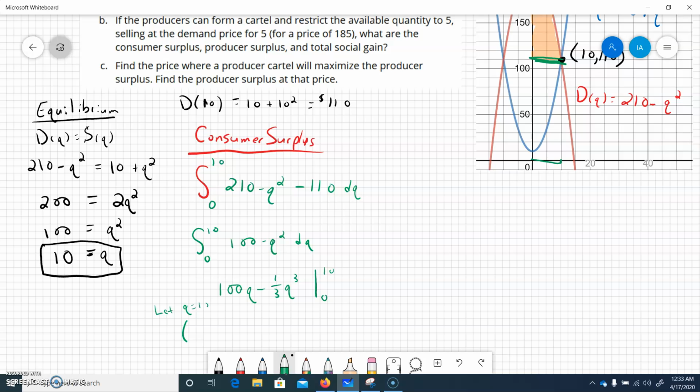let q equal 10, we will get 1,000 minus 1/3 of 10 cubed, which is 1,000. And then if we plug in 0, we get basically 0 minus 0. So I'm going to pick up my calculator. You won't see it, but 1,000 minus 1,000 divided by 3. And I get 666.7 is what I will call it.